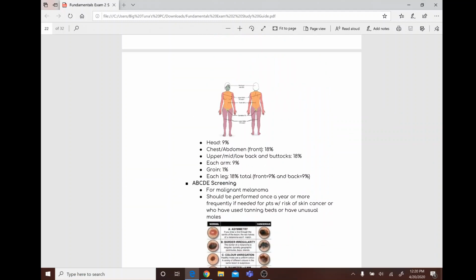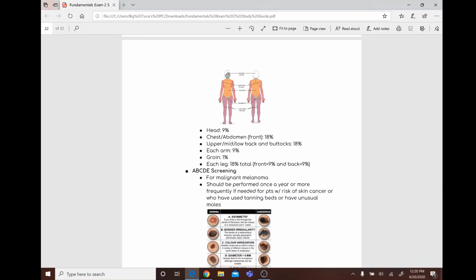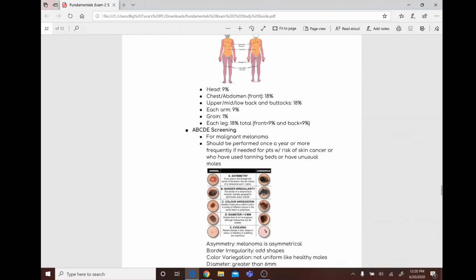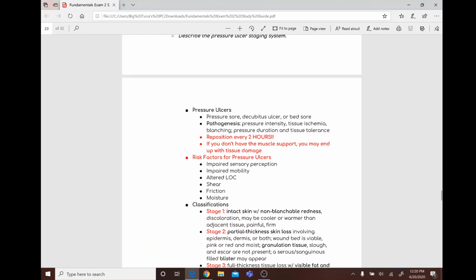What is the percentage of the head? 9%. How about chest and abdomen? 18%. How about upper/mid/low back and buttocks? 18%. What about each arm? 9%. What about groin? 1%. What about each leg? 18%. All right.